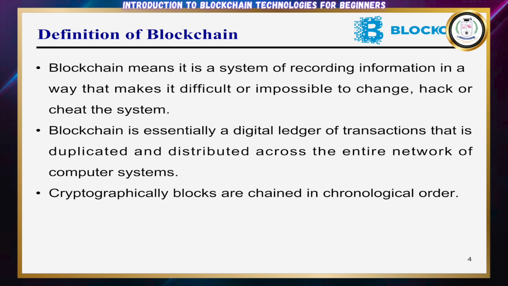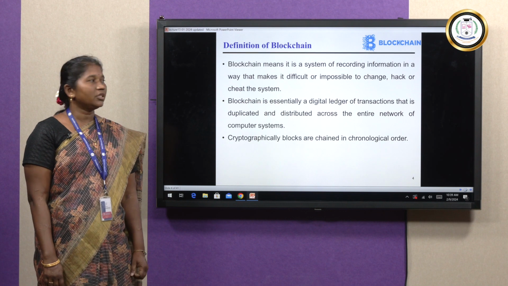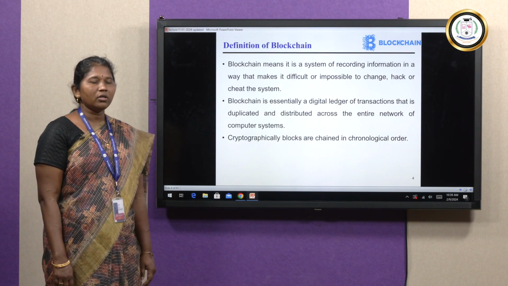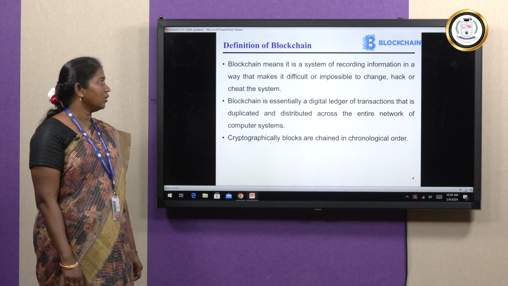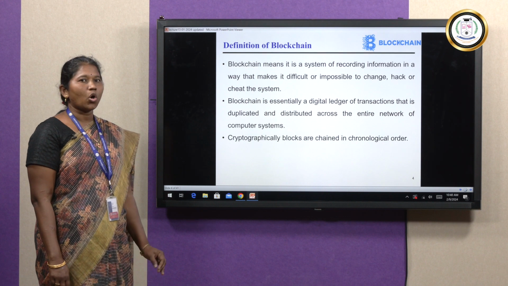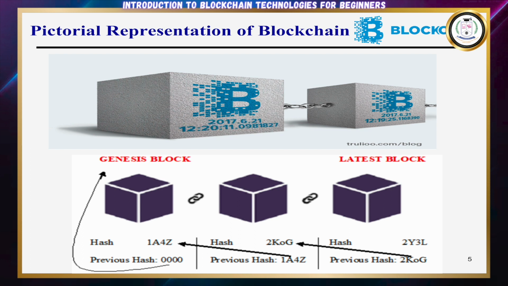Blockchain represents a system of recording information in a way which makes it difficult or impossible to change, hack or cheat the system. So here the digital ledger records the transactions, duplicated and distributed across the entire network of computers. So this data or blocks will be stored in chronological order. So this is the pictorial representation of the blockchain. This image shows the genesis block and the latest block.